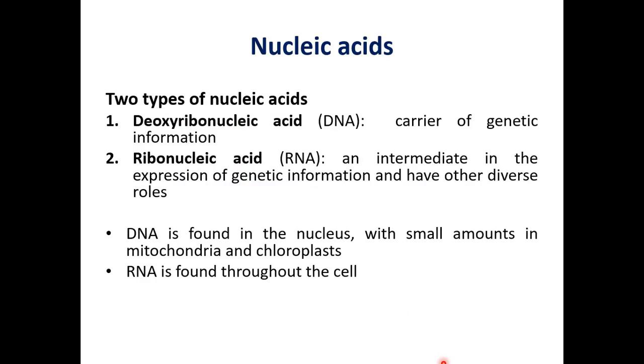There are two classes of nucleic acid: DNA, that is deoxyribonucleic acid, the carrier of genetic information, and RNA, ribonucleic acid, an intermediate in the expression of genetic information that also has other diverse roles. DNA is found in the nucleus, with a small amount also found in mitochondria and chloroplast, while RNA is found throughout the cell.